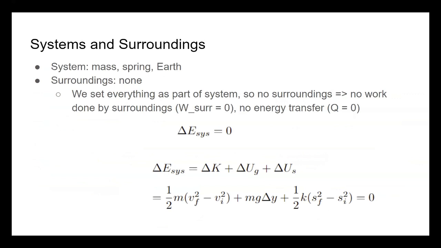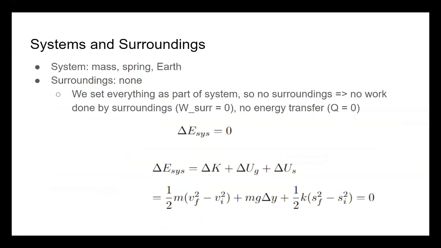So our system we consider to be the mass that's on the spring, as well as the spring and the earth, which exerts gravitational force. And in this case, we have no surroundings. We just put everything into the system. They're all conservative forces, so we can do that, and it makes our calculations a lot easier.